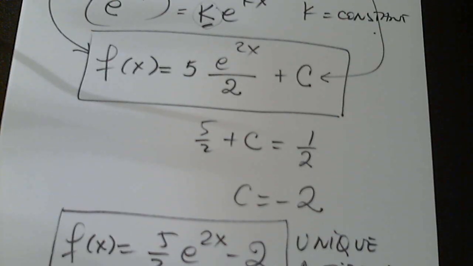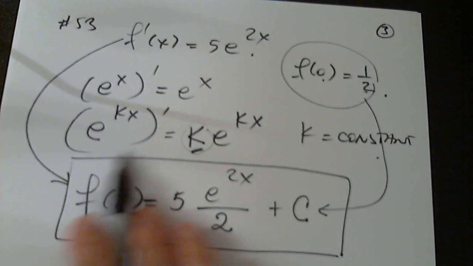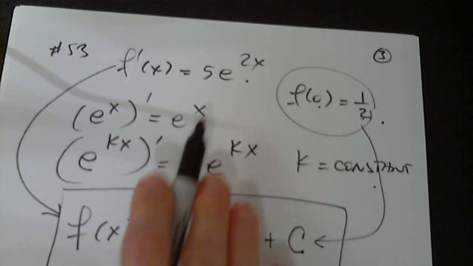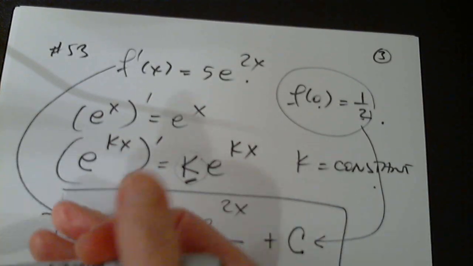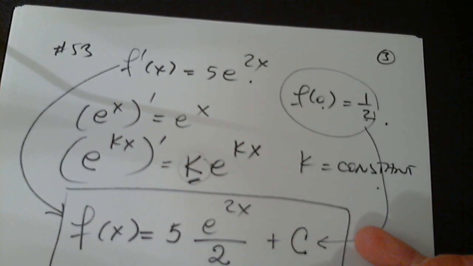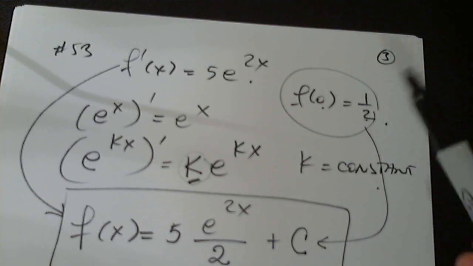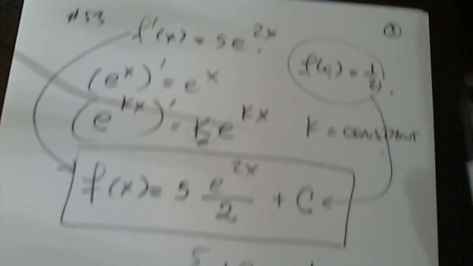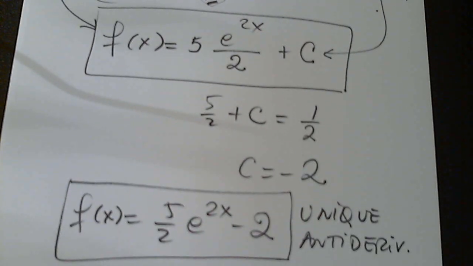It's not a family of functions. This is a family of functions, all of them having the same derivative. This is the most general antiderivative. But once we have a condition, we no longer determine the most general antiderivative. We are specifying one, a unique antiderivative. Any questions?